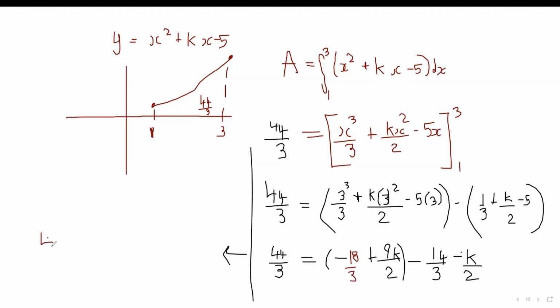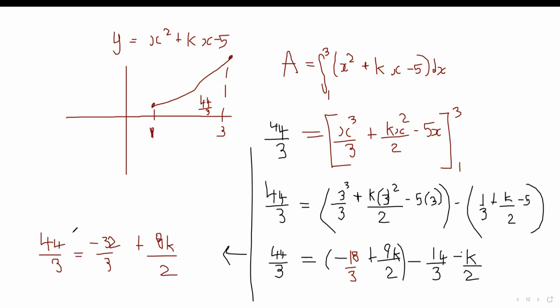So I can end up with 44 over 3 is equal to minus 32. Minus 32 over 3 plus 9k over 2 minus k over 2 is 9 minus 1. 9 minus 1 is 8. So that's 8k over 2. So then I can bring over here now.